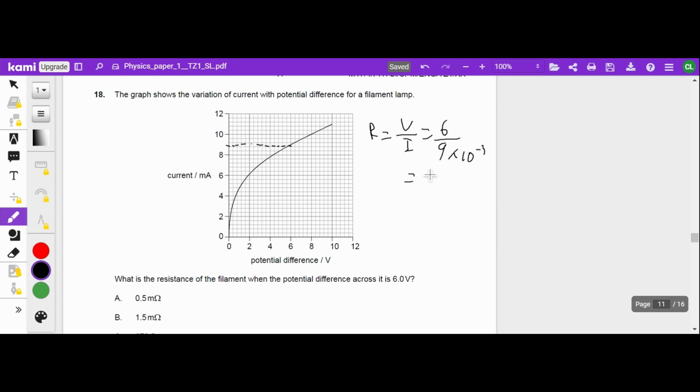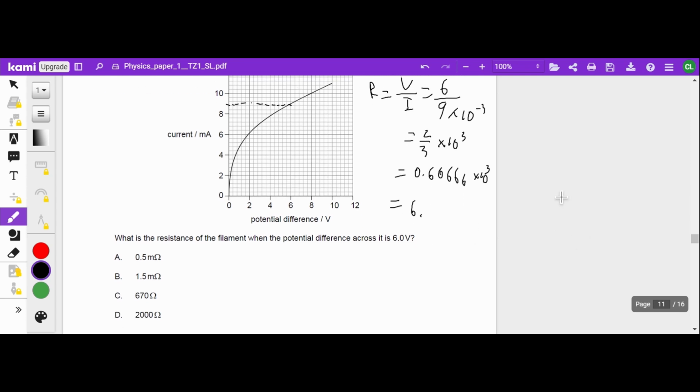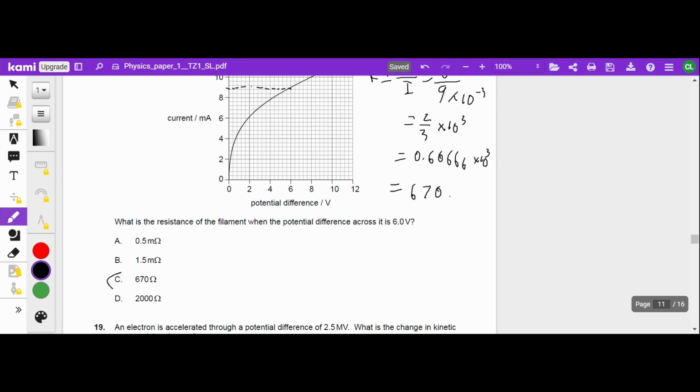So it becomes positive. So it becomes like 2 over 3 times 10 to the power of 3. So about 0.66666 times 10 to the power 3. So it's about 670 rounded. So C.